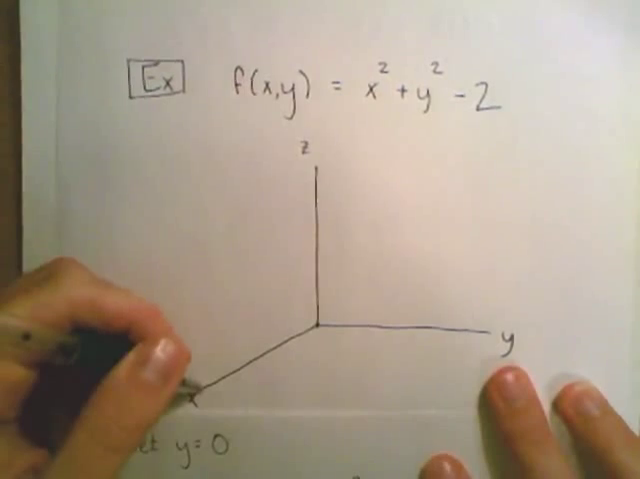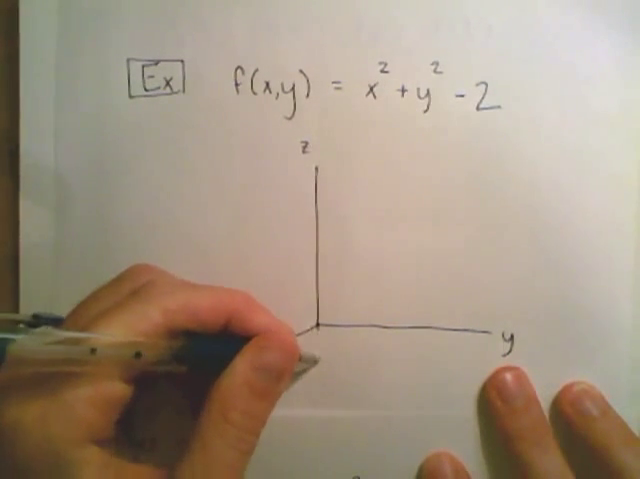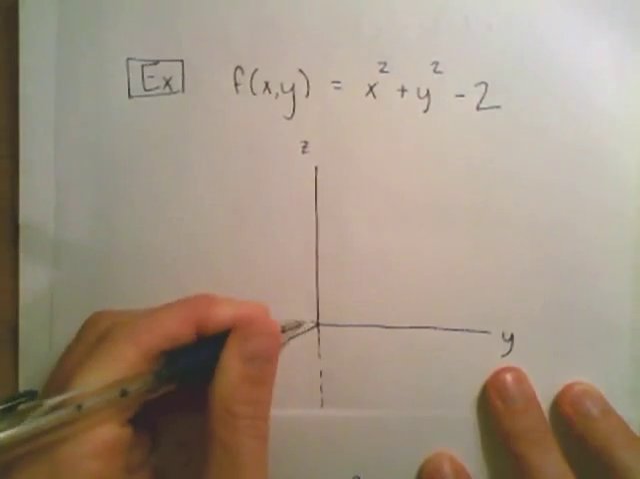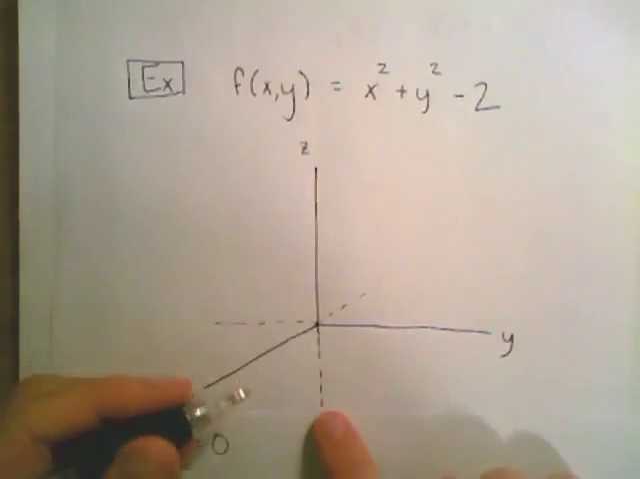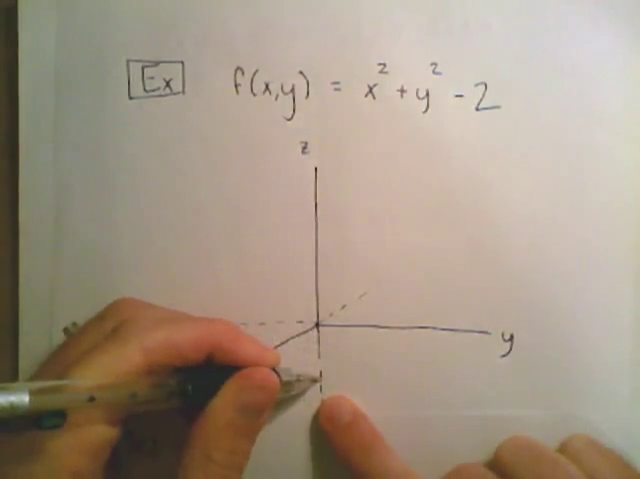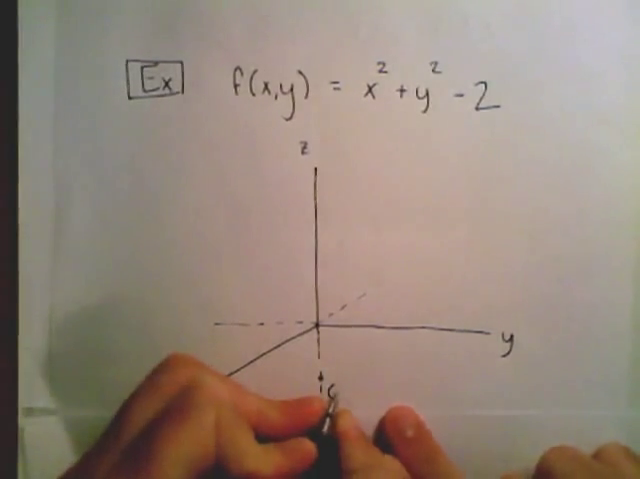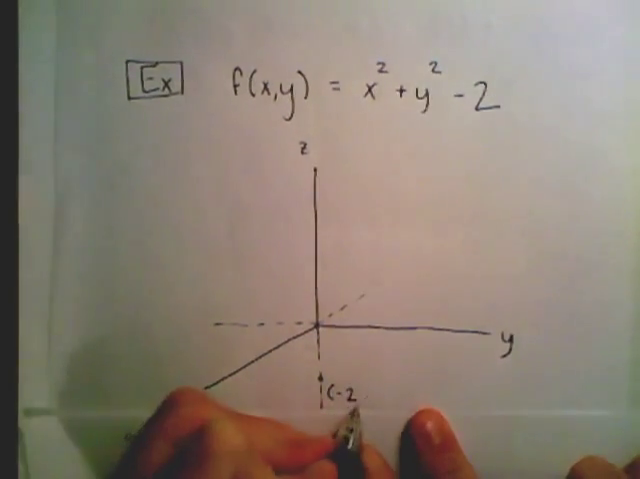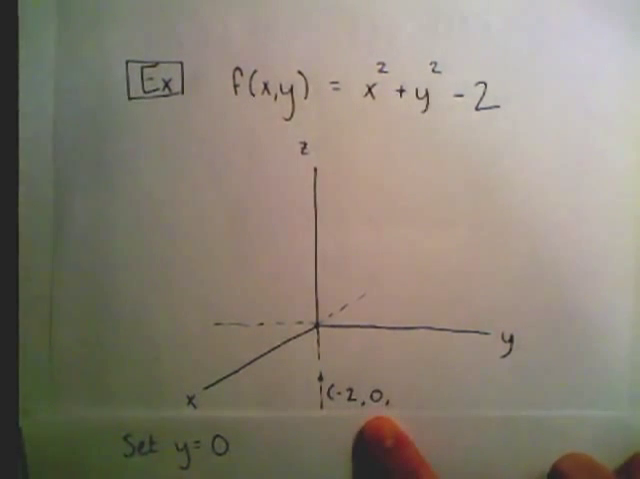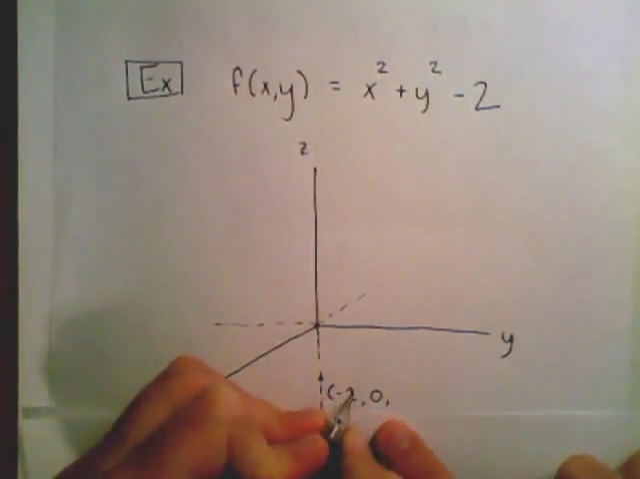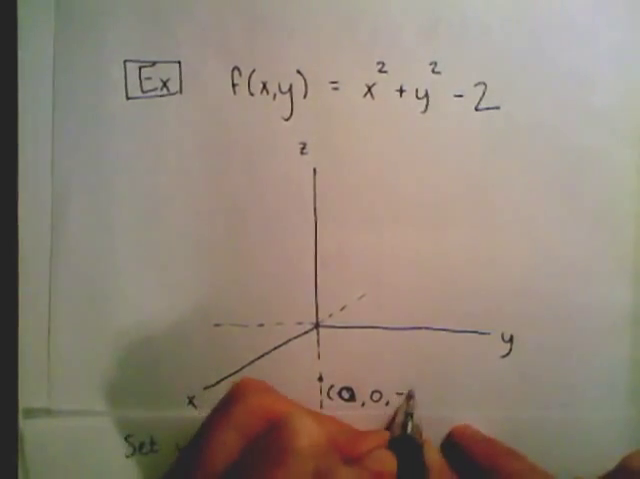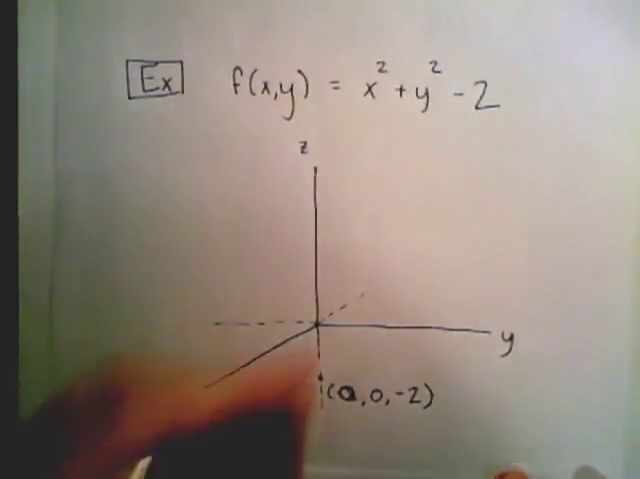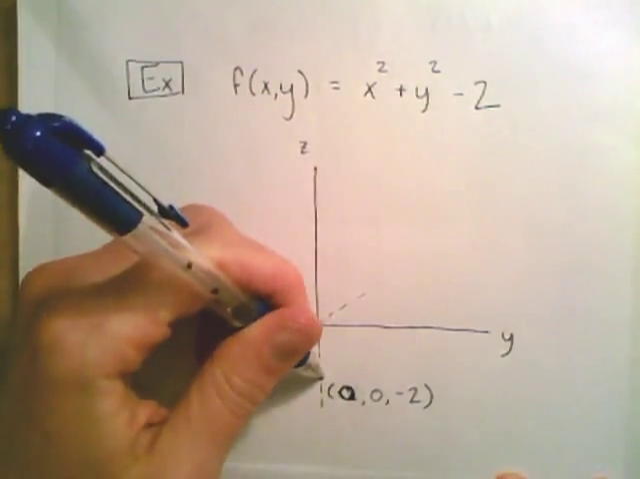Y equals 0 is along this xz plane, and we just found out that if we wanted to think about graphing this, I'm going to extend my axes a little bit. Along the xz plane, I have an intercept down here at negative 2. What did I plug in for x? I plugged in 0 for x. I plug in 0 for y, and what do I get out? Negative 2 for my output. So that's one point on this graph.